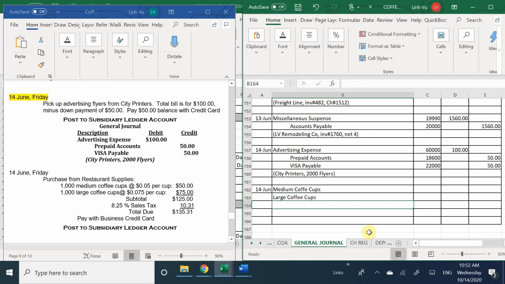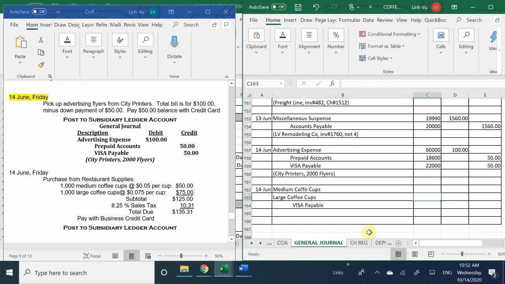Okay, because I serve large coffee as well. Now, because I'm making a business supplies purchase, I'm purchasing items for me to use for my future business, my coffee business. So they're considered assets because I own them. I own the coffee cups the minute I purchase them. And then of course I paid with my Visa credit card.